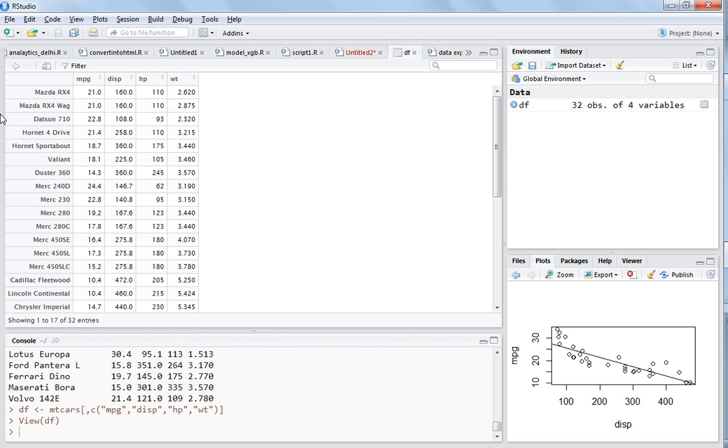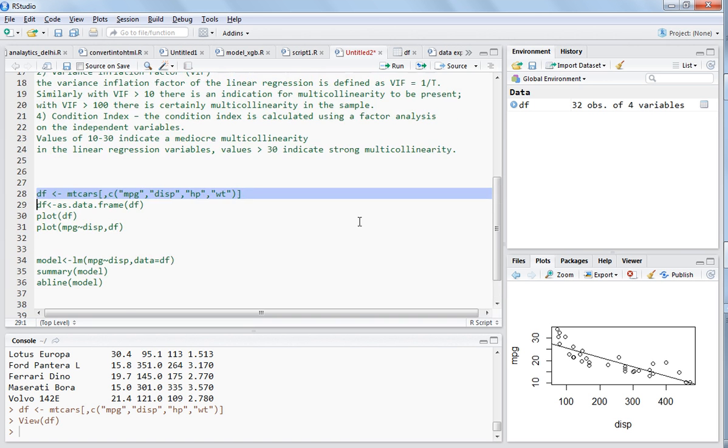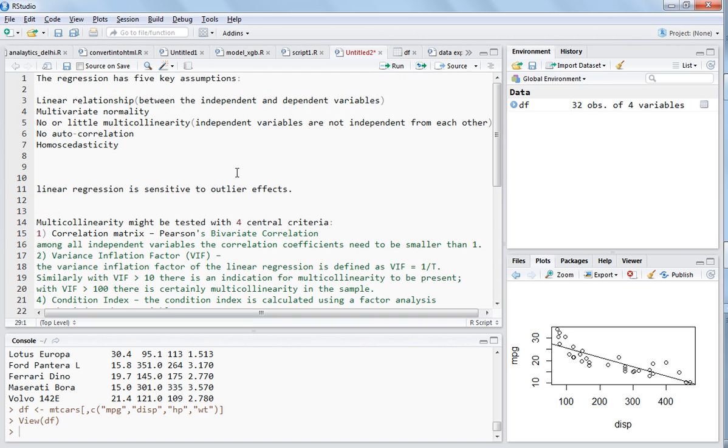For linear regression, there are some assumptions. I am just going to tell you the basic assumptions. The first is a linear relationship between the independent and the dependent variables, because it is linear regression. The second is that there should be normality in the data. What does normality mean?